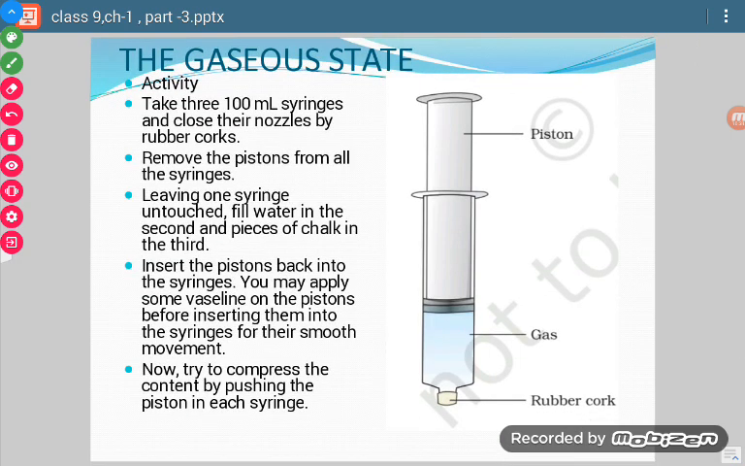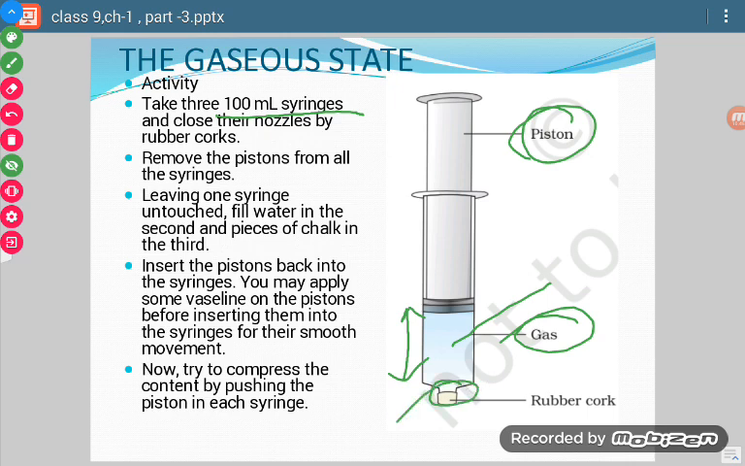Now in the gaseous state, one activity: take 300 ml syringes, just like one syringe is shown here. Such a syringe we will take. Okay, this thing is the piston and this is gas. When it is empty and we have pulled it this much, then this much space is there, so there is air. So air, we can say it is gas. This is also closed from the end, it is a rubber cork.